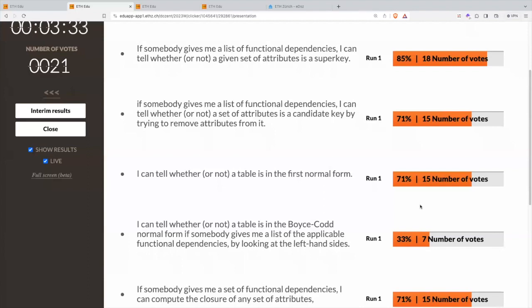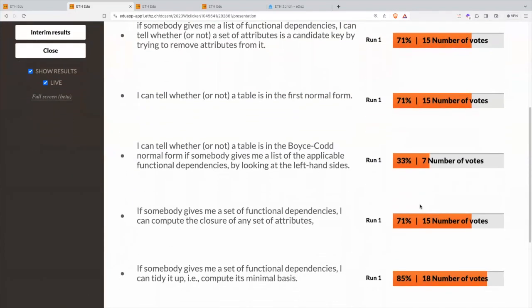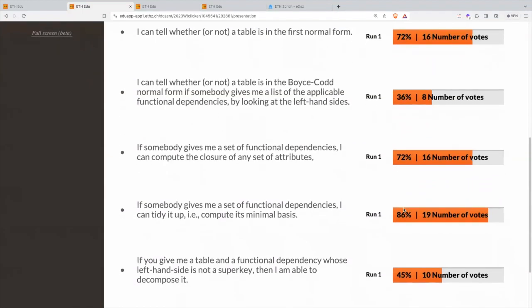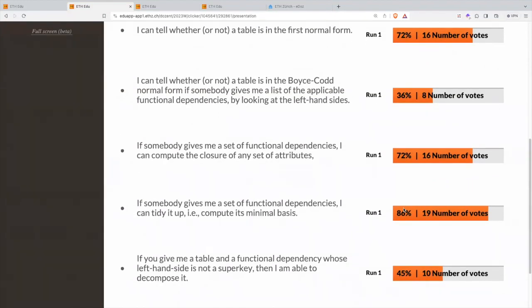Trying to remove attributes. First normal form, 3/4. Remember the first normal form? All you need to see is, do we have anything nested in the cells, right? If you have no nested tables, no nested structure, then that's the first normal form. That's something you can spot just by looking at it, almost, right? That's the first normal form. It just means you only have atomic values in the cells.